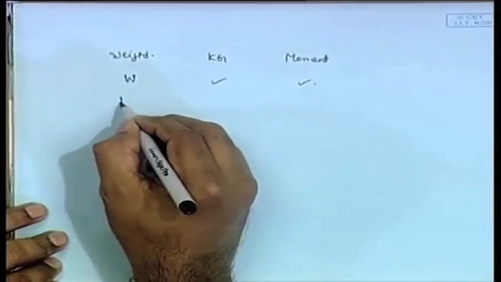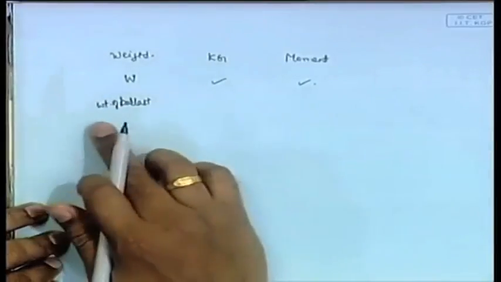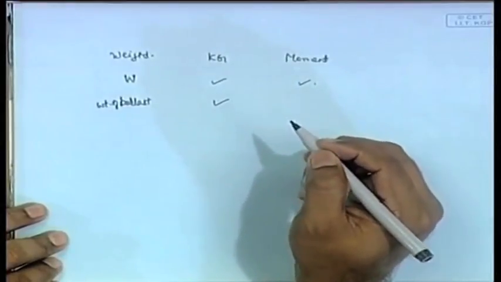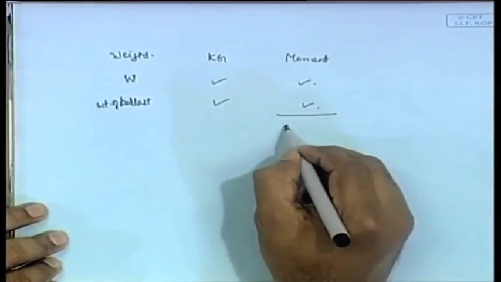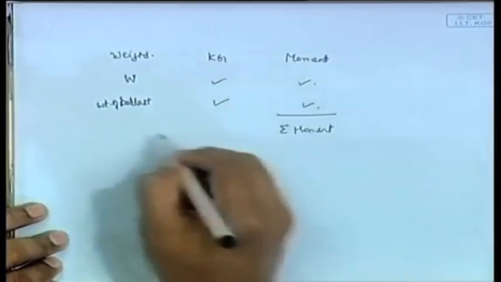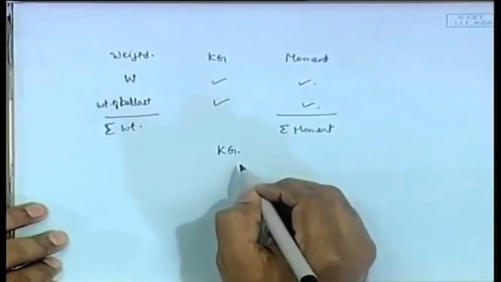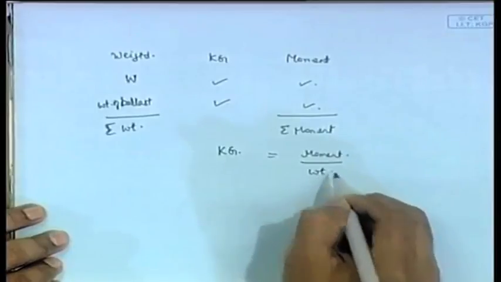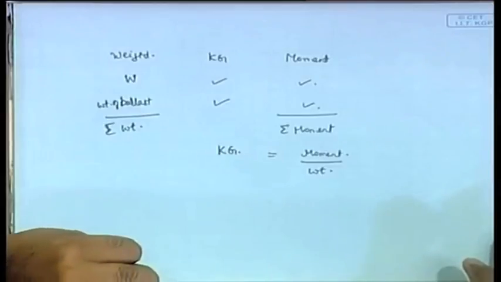Then you are given the weight of ballast. So you put here the weight of ballast, and you are given the KG of the ballast. Okay. The problem says you are given the KG of the ballast. Then you find the moment due to the ballast, find the total moment, find the total weight, and that will give you KG as the moment divided by weight. Okay. Actually this is the initial moment before the fluid has healed. Is it given here? Wait.